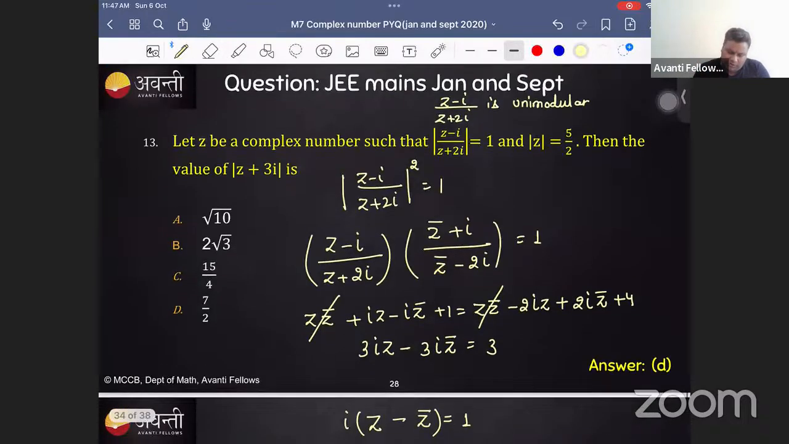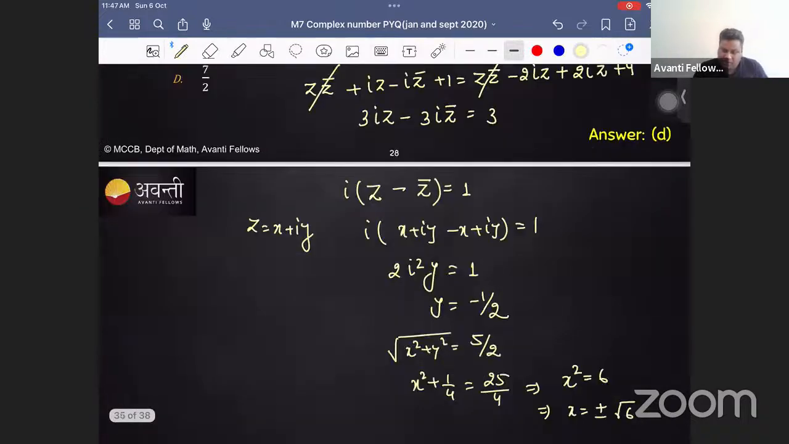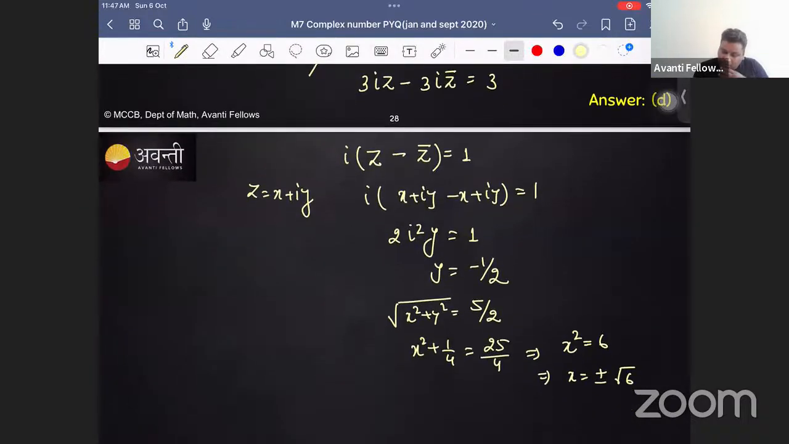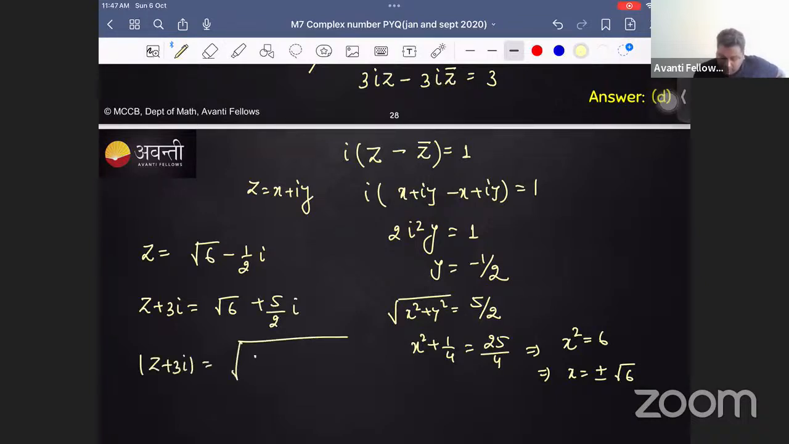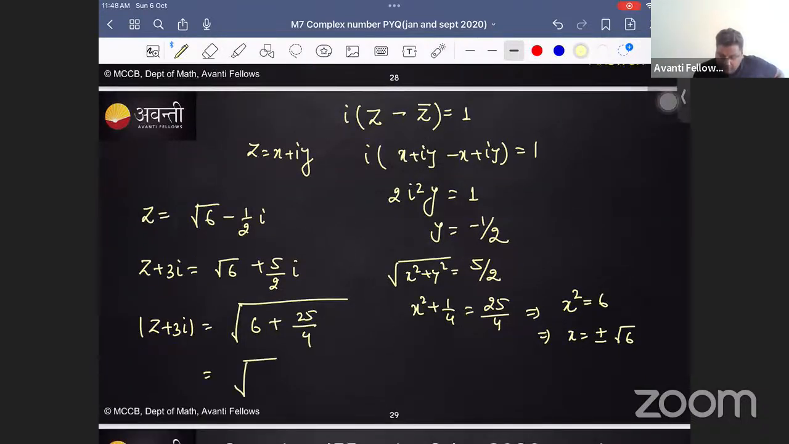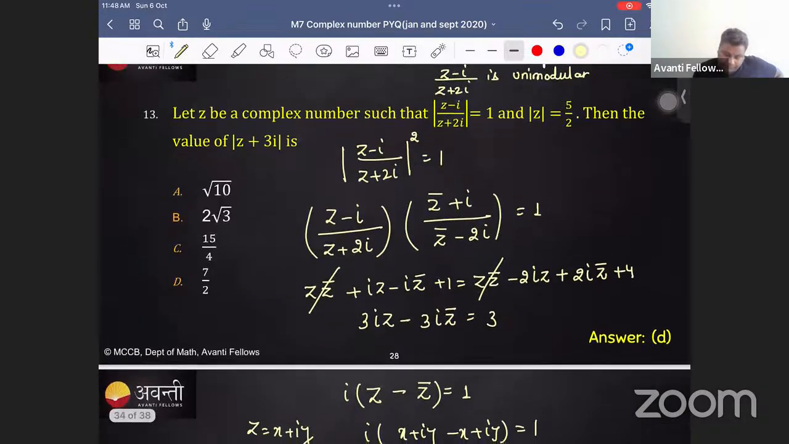Now they are asking for the value of z plus 3 iota. Now z is what? Z is root 6 minus 1 by 2 iota. So z plus 3 iota is root 6 plus 5 by 2 iota. So magnitude of z plus 3 iota is under root of 6 plus 25 by 4. So it is 49 by 4, that is 7 upon 2. This is your answer.